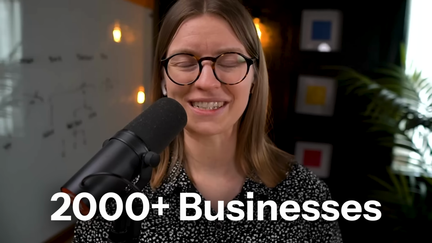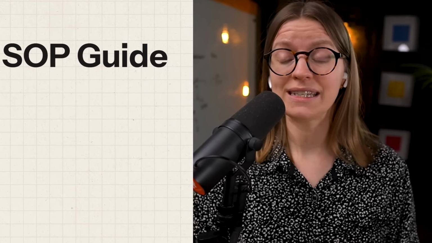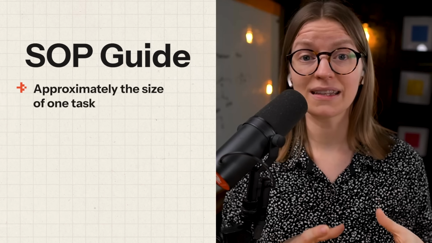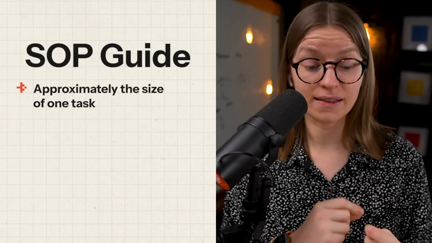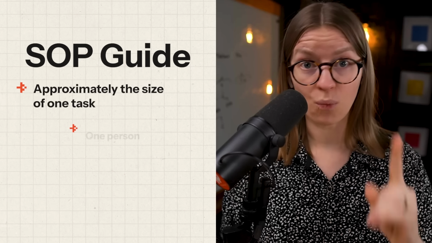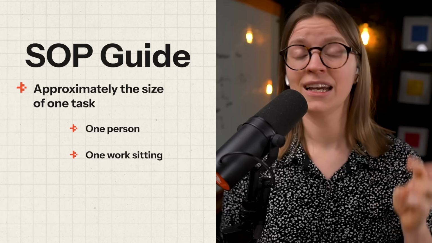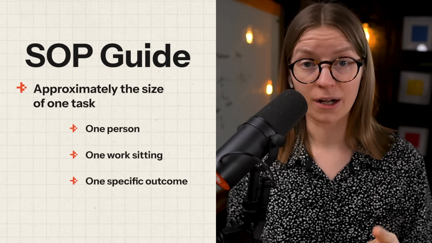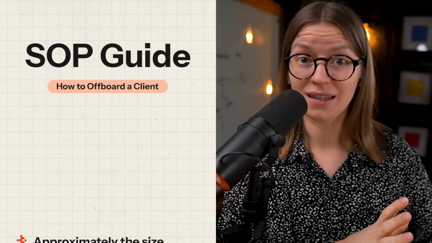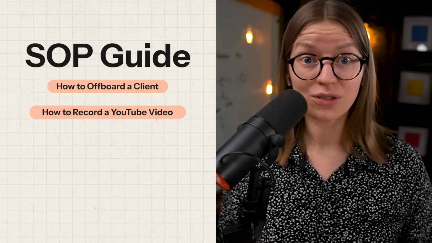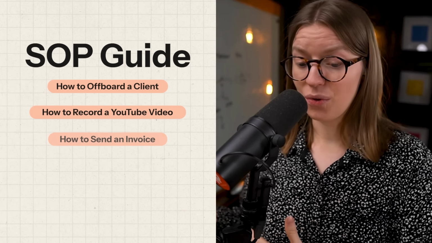There's a lot of different answers to this question, but in our experience systemizing small businesses at ProcessDriven, we've worked with over 2,000 at this point, what I've found most helpful is to make your SOPs approximately the size of one task. This means something you can do by one person in one work sitting to achieve one specific outcome. So this might be how to offboard a client. This might be how to record a YouTube video. This might be how to send an invoice.